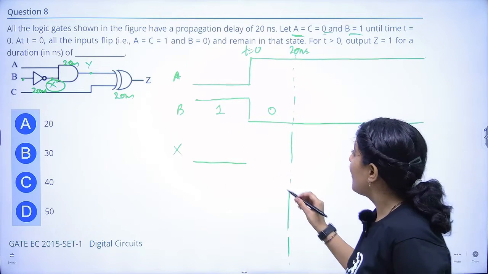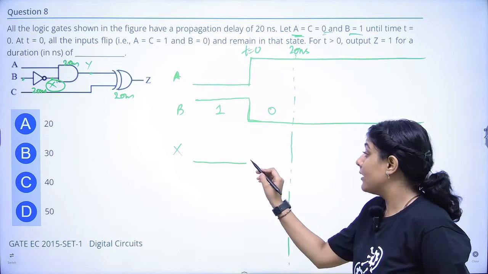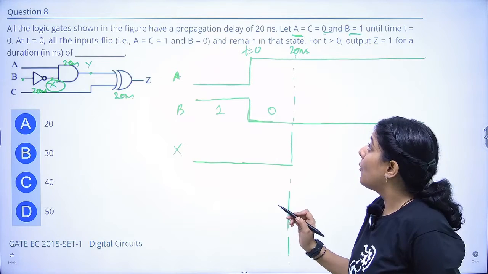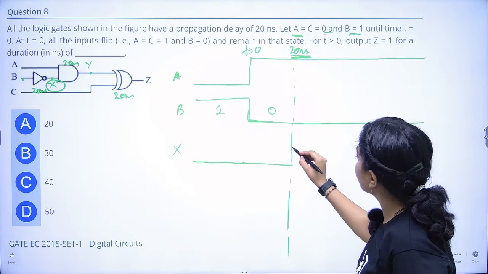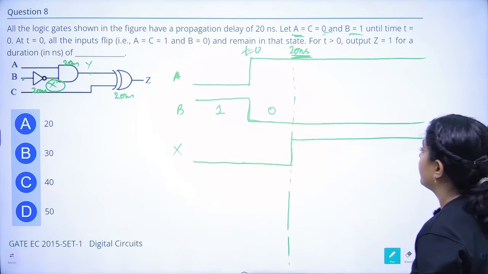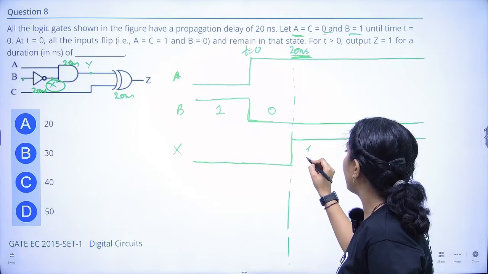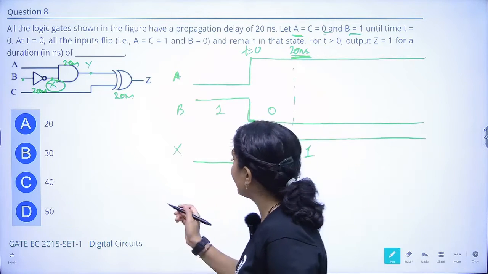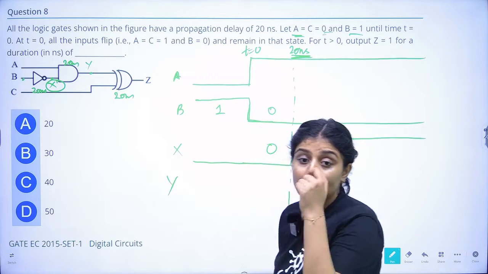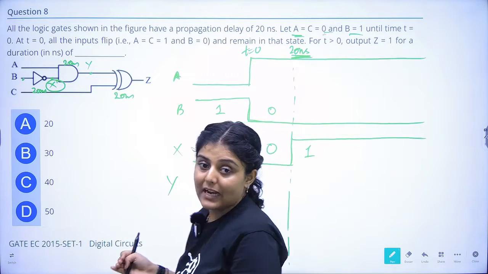And for this particular time, B became 0, but the output will behave like 0 only. Why? Because it will start giving the output after 20 nanoseconds. After 20 nanoseconds, it will flip. Clear? After 20 nanoseconds, it will start giving the inverse of B, which is X. Similarly, Y is doing AND of A and X.